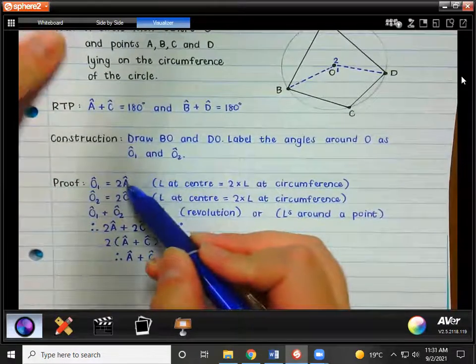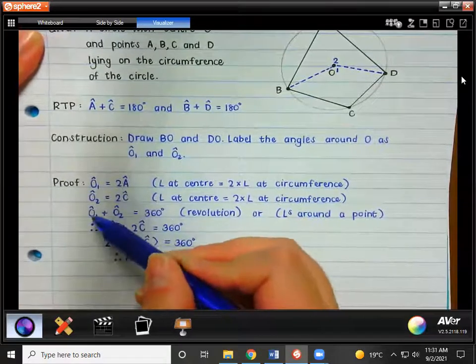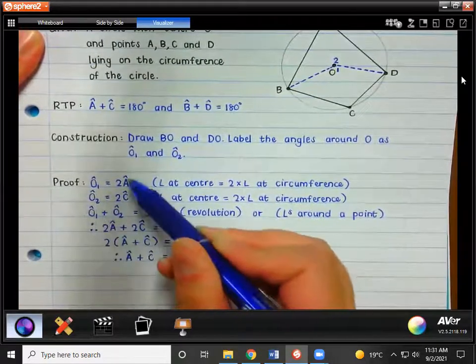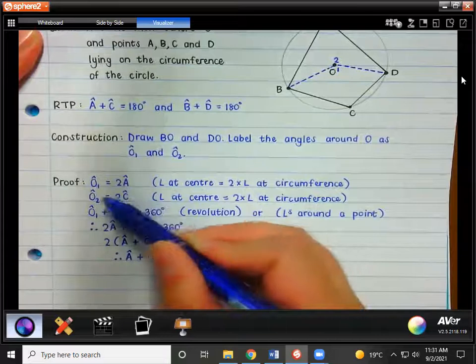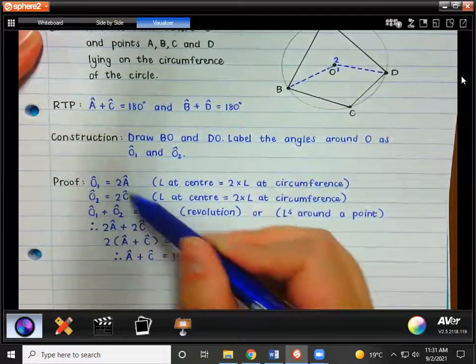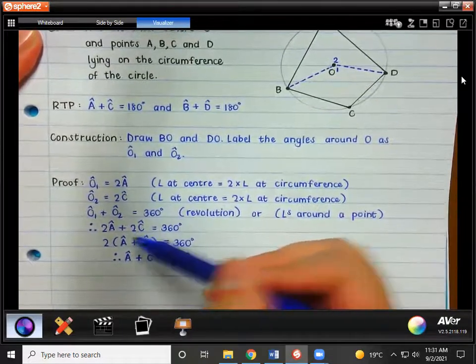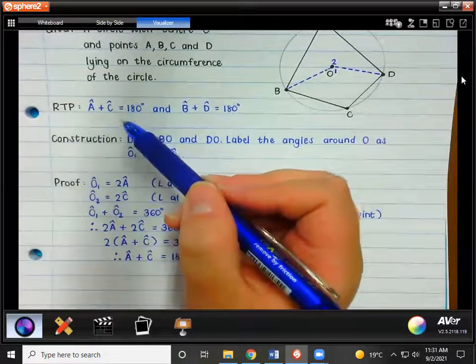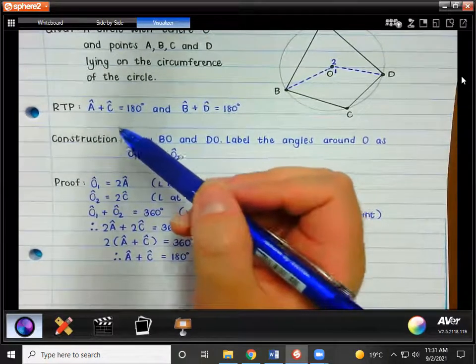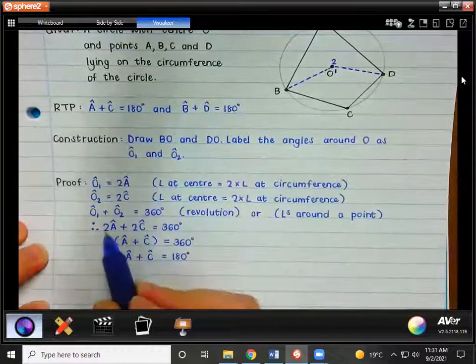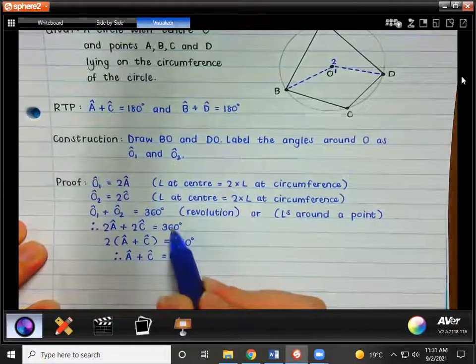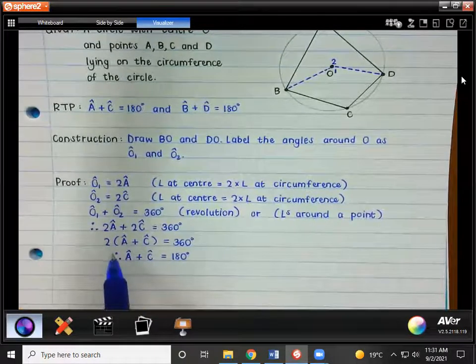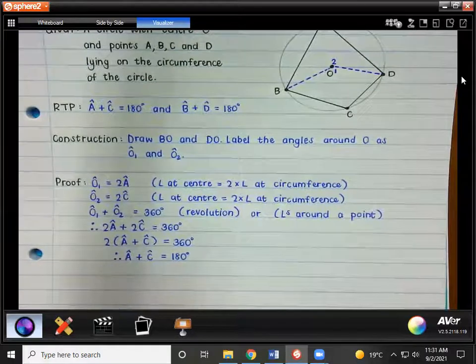Then you substitute 2A instead of O1, because we proved that O1 is equal to 2A. You do the same thing with O2. Instead of O2, you now write 2C because that's what we're trying to get to. We want to get A and C. We're not actually interested in the O's. So we substitute 2A and 2C. That's equal to 360. We take 2 out as a common factor, and then we divide by 2.